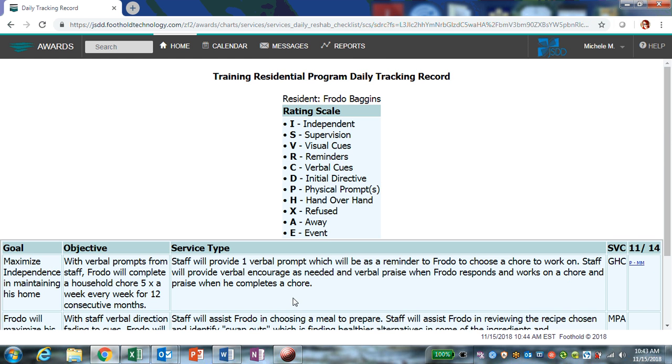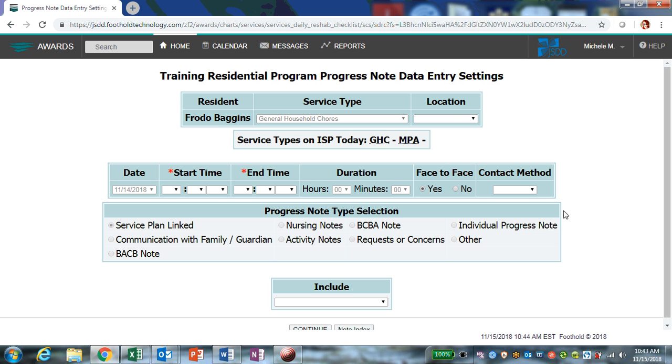Hit continue. The screen has blinked, and now it's a hyperlink. I'm now going to select a hyperlink. You'll notice the service type and the date have been locked. I cannot change that. Also, service plan linked has been locked. And this is because I went through the DTR, okay? You cannot change the date in this mode here.